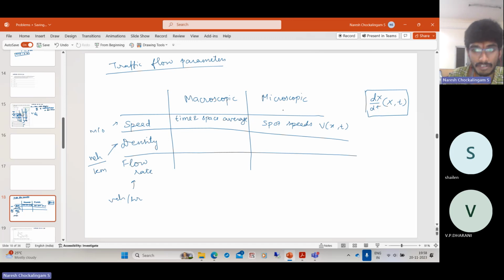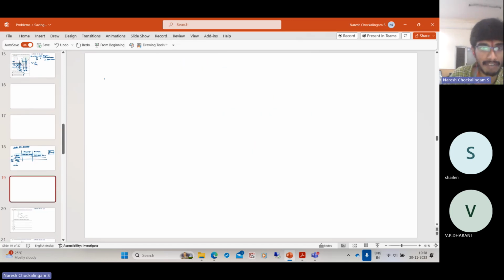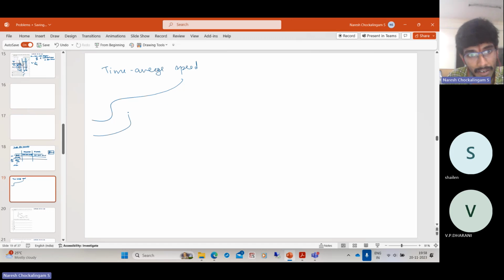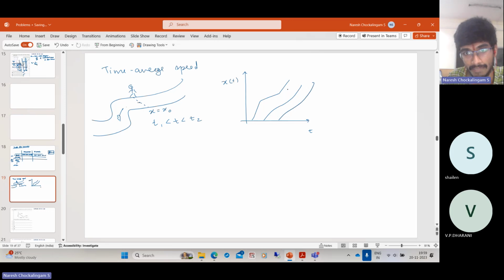What is the time average speed? Time average speed is a spatial quantity. In order to compute the time average speed, suppose we have the highway. You put an observer at a point. There are many vehicles passing through. So you fix the observer at a given x equal to x naught, and you take the time interval t1 to t2. In this interval, you look at all the vehicles passing through this point x equal to x naught. Now, in a space-time diagram, x versus t, you'll have many vehicles like this passing through that.